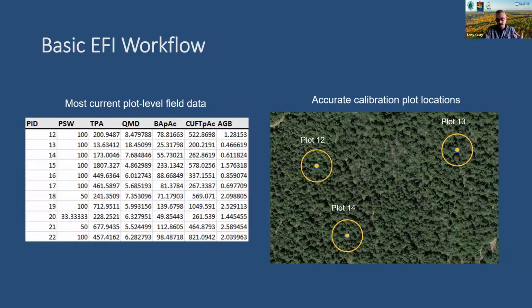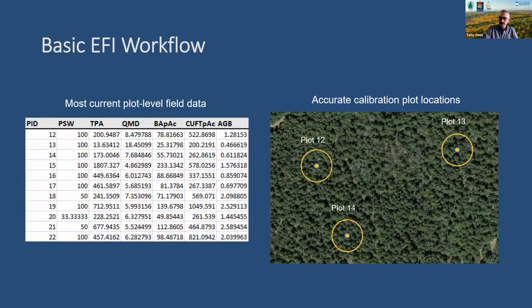So basically, whatever you want to model in an EFI approach, you need to measure in the field on the plots, right? That's key, and it's best to summarize it at the plot level. That's where you need to get the data. The plot level data is at the plot level, and you measure the things that you want to try to model with random forest, for example.